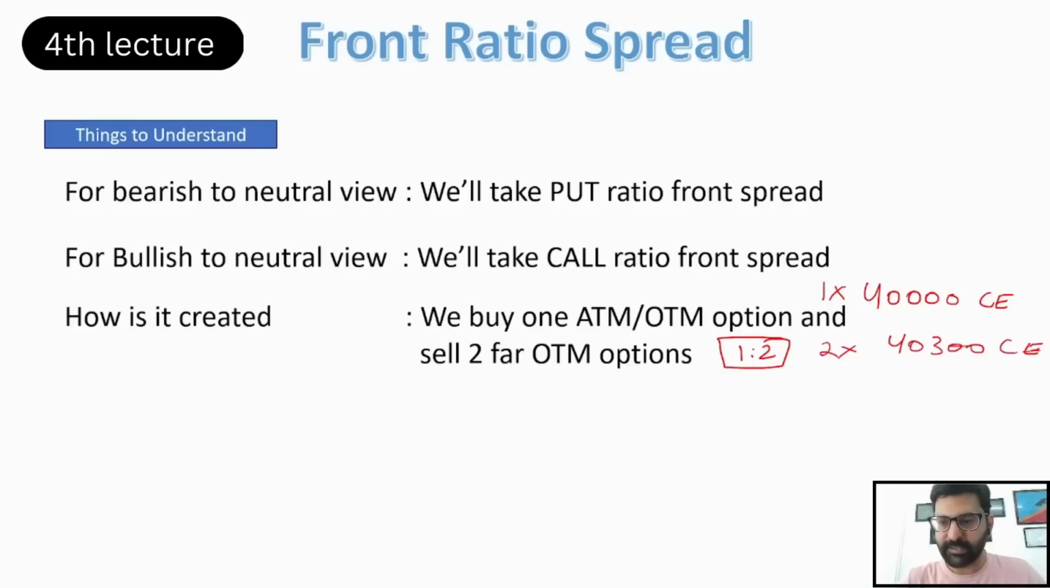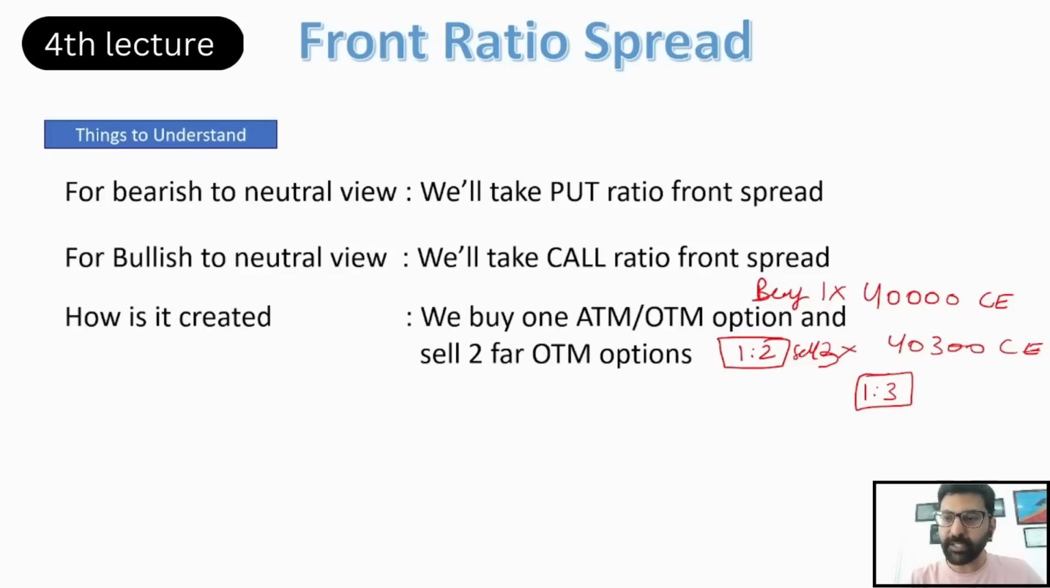If I were selling, let's say, three times what I've bought, so this is a buy and this is a sell. If I'm selling three times what I've bought, then I can say that this is a 1:3 ratio spread. So similarly, you can go on and make 1:2, 1:3, 1:4, right? Generally, the standard thing is to go with 1:2.